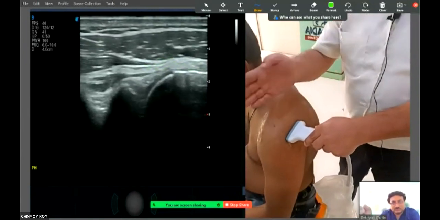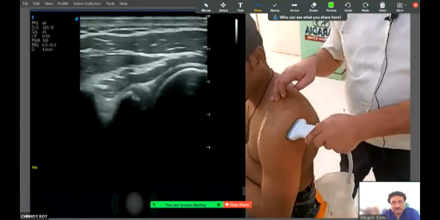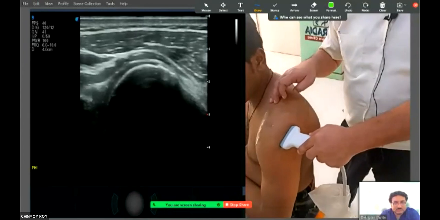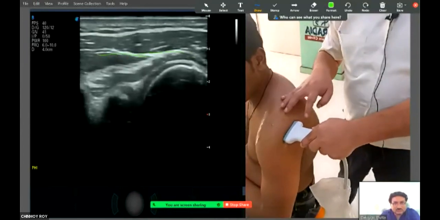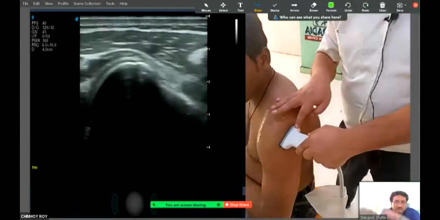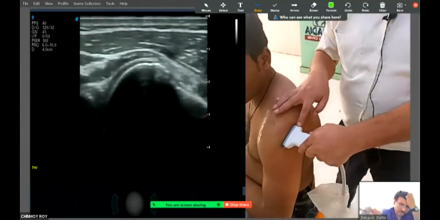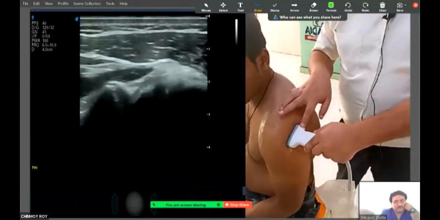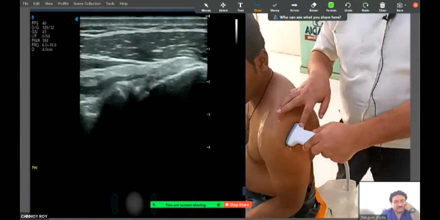Rotate it a bit inward. Yes, so see, more of the infraspinatus tendon is seen, much more. No, the black part is the muscle, and from where the white part starts, that is the tendon. So if he comes into the normal position, then the tendon will become a bit thicker, and this is the tendon.